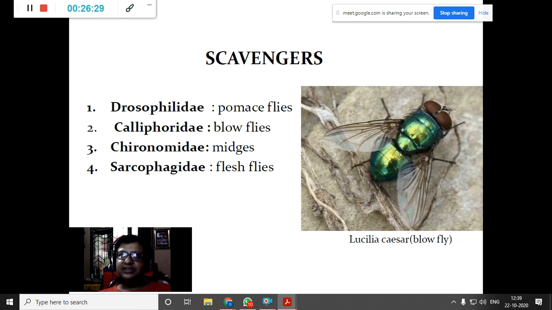forensic entomology. Suppose a person dies and the body is rotting for, say, 3-4 days, so you can find these blowfly larvae in bodies which are 3-4 days old. So once you find blowfly larvae, you know that that person has died at least 3-4 days before. So by this you can investigate. This is a part of forensic entomology.